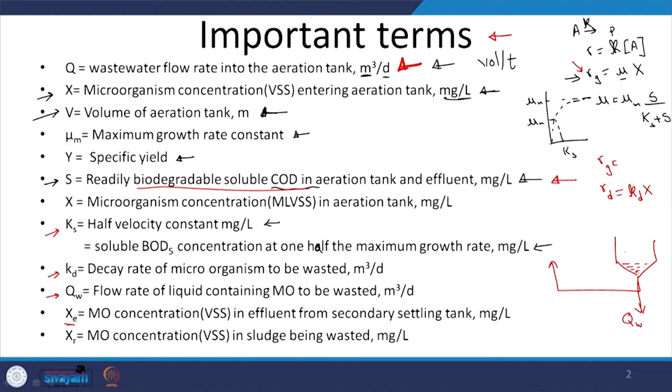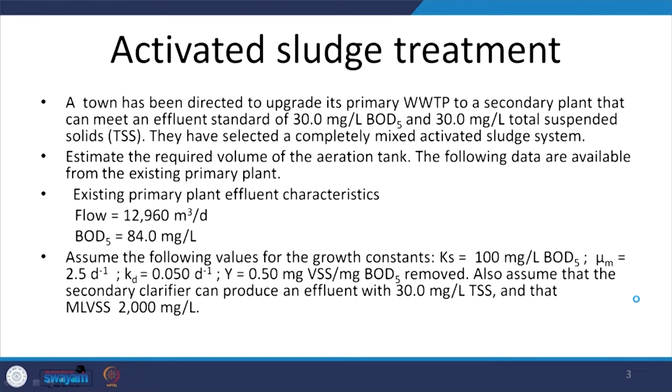Xe is the concentration of the microbes in the effluent, which is typically less, that is what we want. Xr is the concentration of the microbes in the recycle or in the wasted sludge. So, that is something to keep in mind. Let us try to look at a question and understand the different variables.